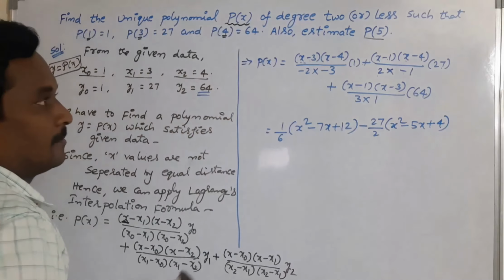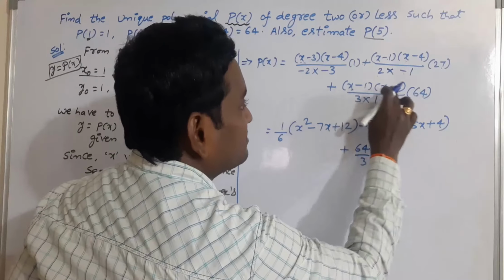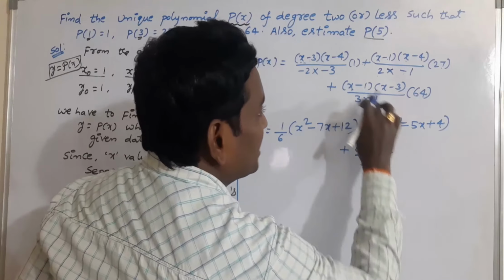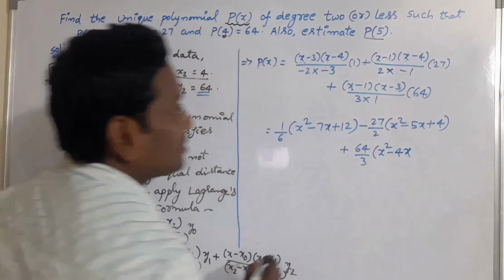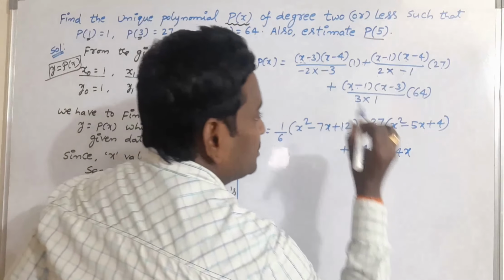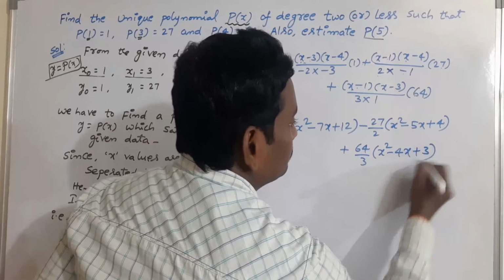3 ones are 3. That's why write 64 over 3 here. After that multiply these both factors. x minus 1 times x minus 3 is nothing but x into x square, x times 3 is negative 3x and negative 1 times x is negative x. Total it is negative 4x. Negative 1 into negative 3 is positive 3.